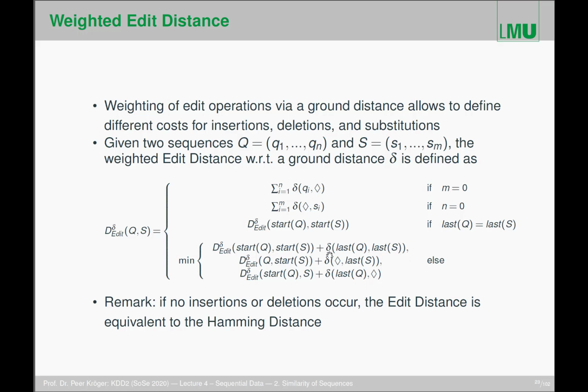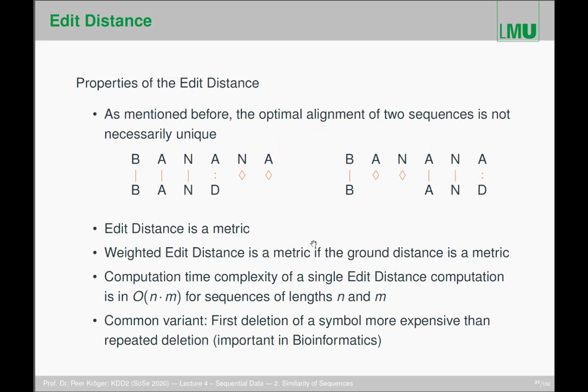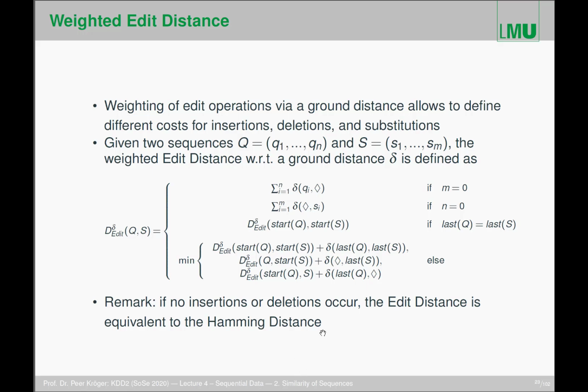And depending on the delta, you can weight the substitution and the insertion and deletion differently if you want. Sorry for that. And just a remark, if no insertions or deletions occur, once again, the weighted edit distance is of course equivalent to the Hamming distance with the particular weight for a match. Okay, or for a substitution actually.